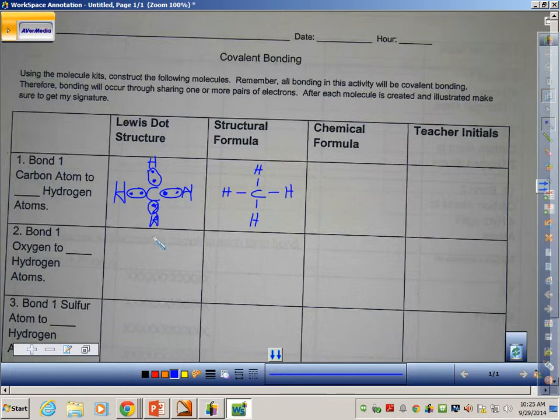Okay? Chemical formula. That's easy, right? CH subscript of 4 because there's 4 hydrogens. Well, that's all you need to do on your paper. Now let's look at what I need you to build as your model.